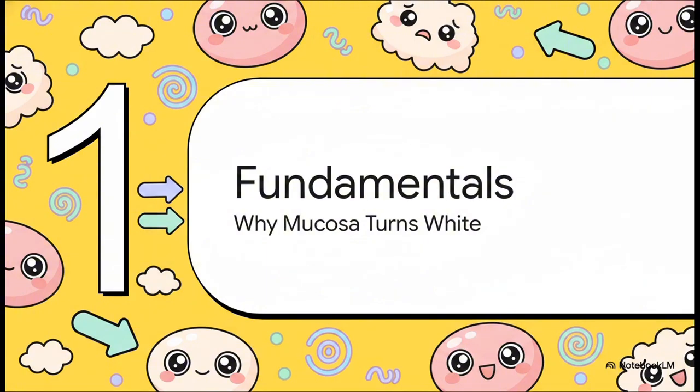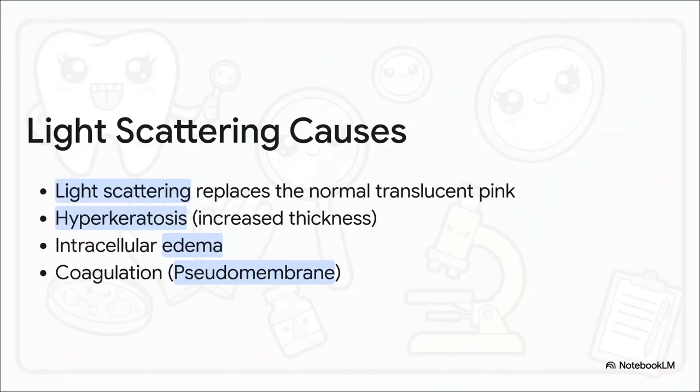Section 1. Fundamentals of white lesions. The why. So, why do we even see the mucosa as white in the first place? Well, the answer actually lies in the physics of light. Normally, oral mucosa is this translucent pink color because light passes right through the epithelium, hits the capillary bed, and reflects that healthy pink hue back to us. But white lesions? That happens when the light scatters.